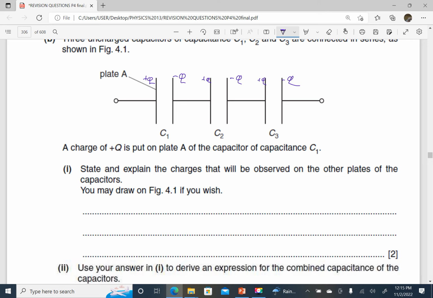Charge must be conserved. By conservation of charge, negative Q is induced on the opposite plate.